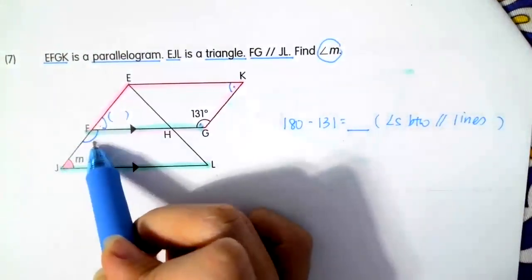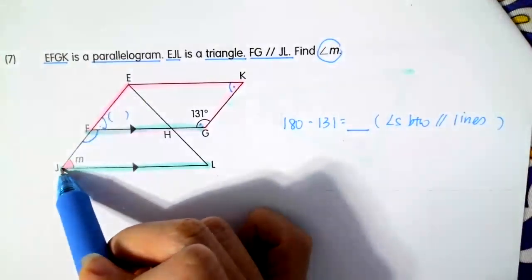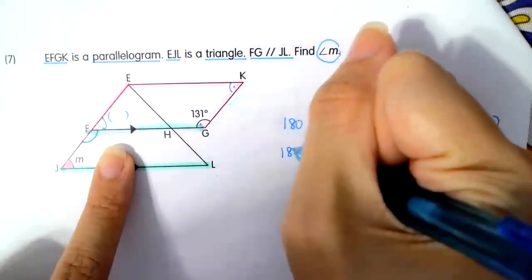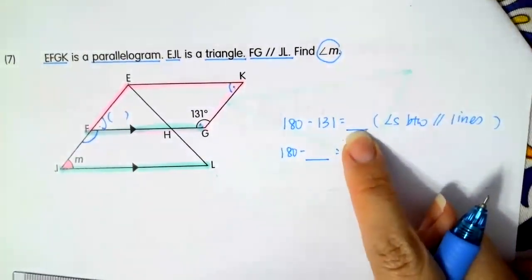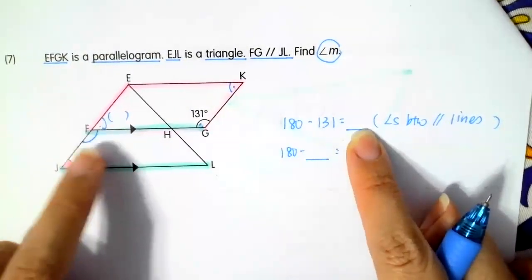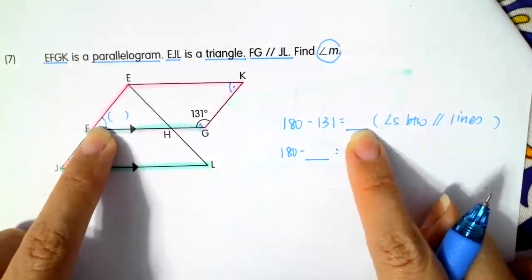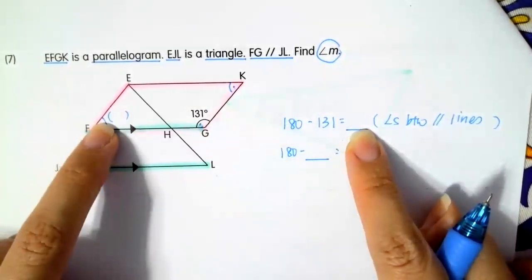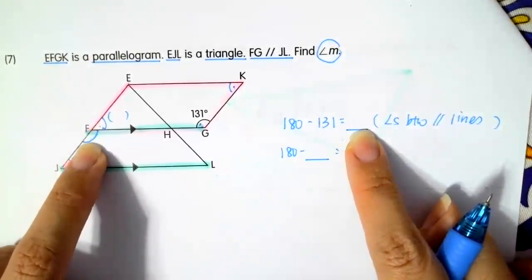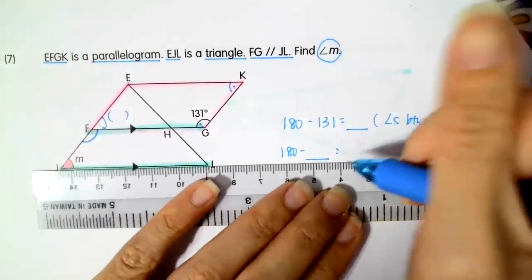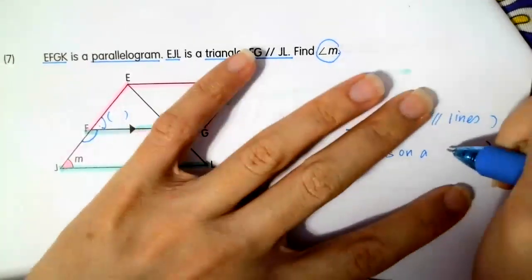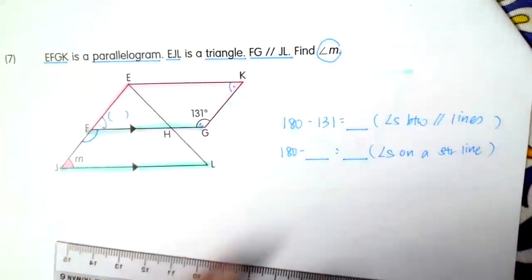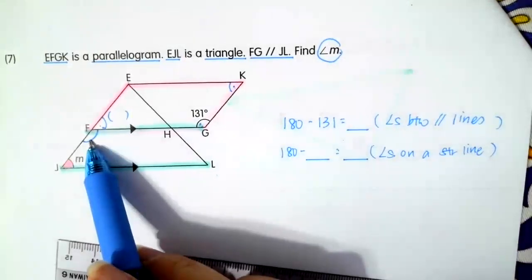I can find this one here because this is a straight line. So I take 180 minus whatever you found here, because this is referring to angle EFH. So I take 180 minus this angle EFH to get me JFH. So the rule here is angles on a straight line. The angles on a straight line will be for this one here.